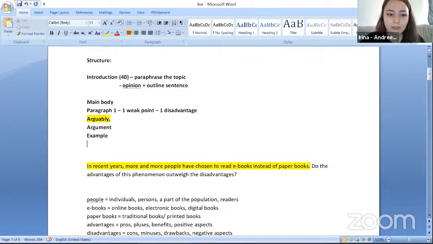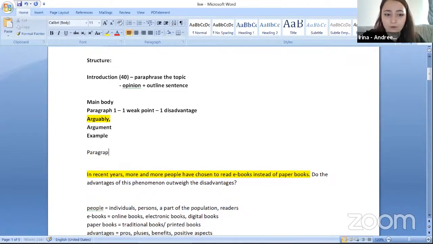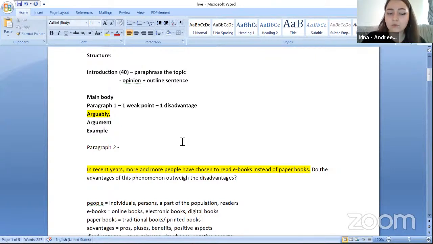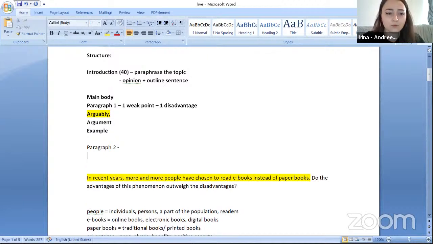Okay. The next paragraph, paragraph 2. Now we start with presenting advantages, which are our stronger points. So here we start with, for example, turning to the advantages. This is another discourse marker. You know, always you should have this here.